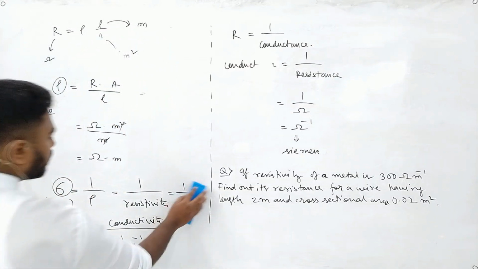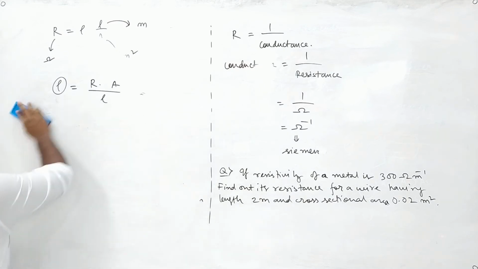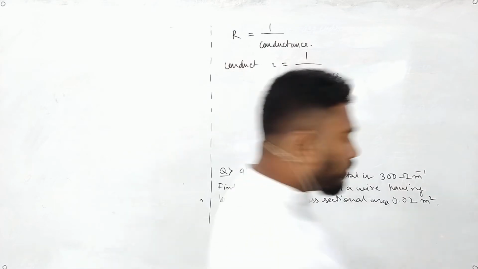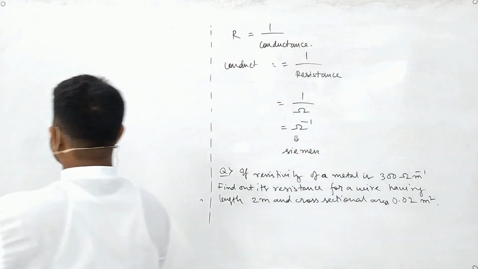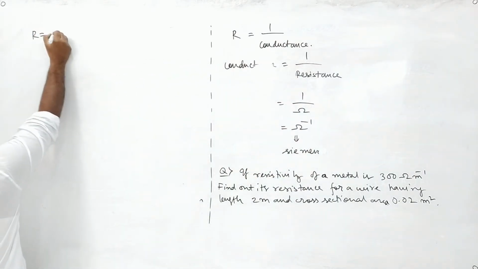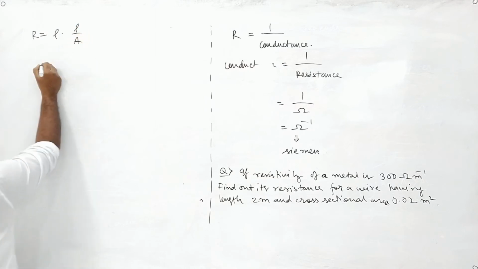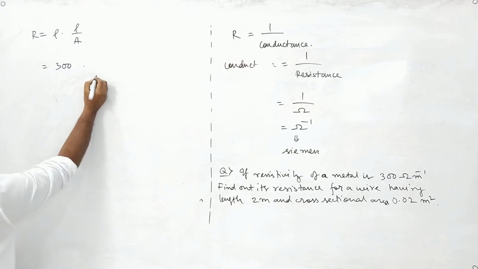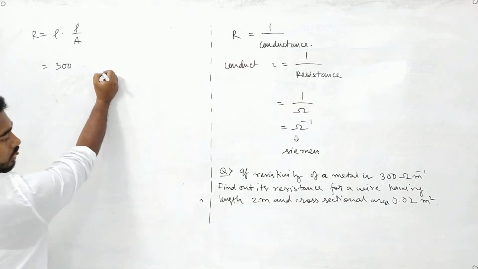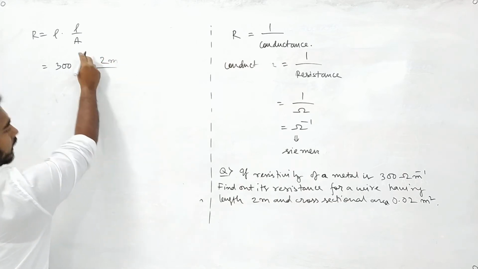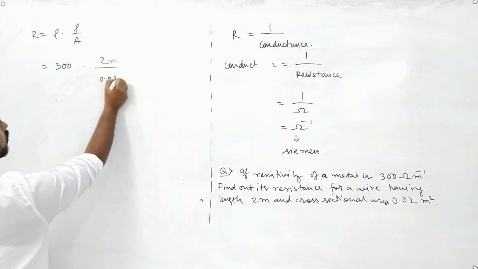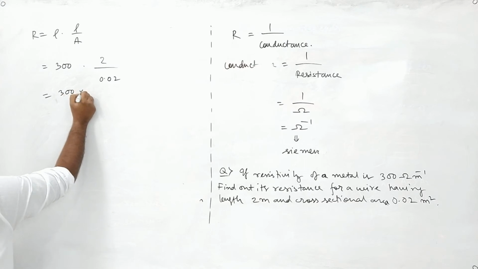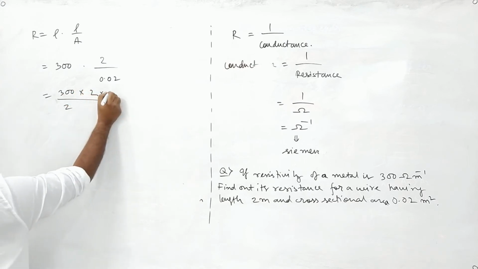So let us do this numerical. It is saying that if the resistivity of a metal is 300 ohm per meter, we know R equals rho times L by A. Rho is given as 300 ohm per meter, L is given as 2 meter, and the area of cross section is 0.02 meter square, right? So if we do this, that will be 300 times 2 by 2 times 100, right?